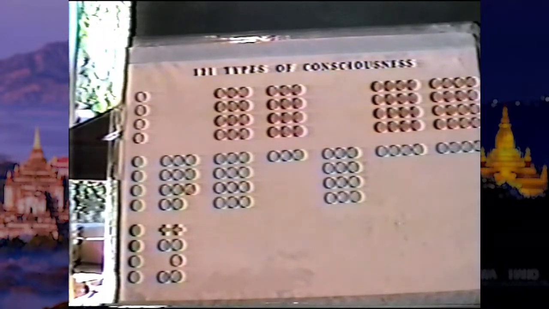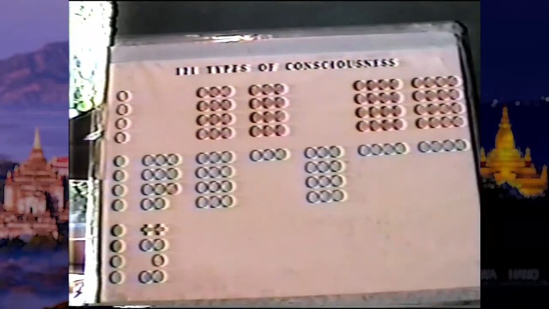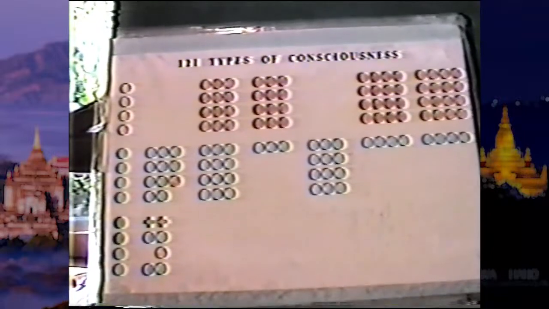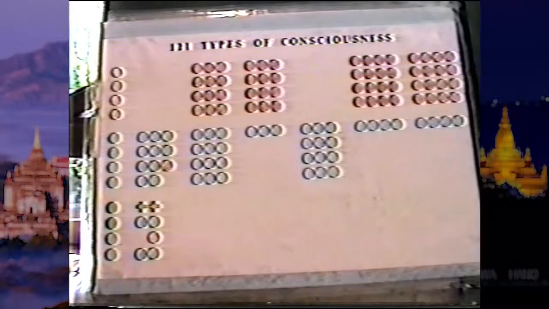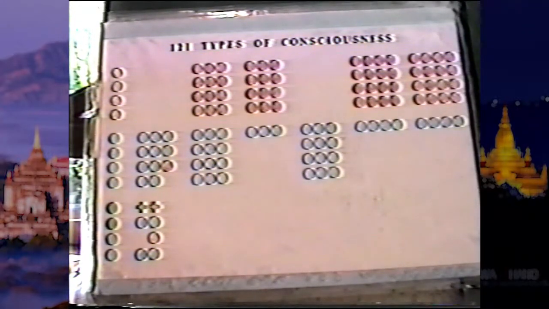So 27 Mahaggata cittas plus 54 Kamavachara cittas make how many? 81 cittas. And these 81 cittas are called Lokiya or mundane cittas. So they belong to the mundane sphere. They belong to the five aggregates of clinging. Or they are the object of attachment, object of lobha.